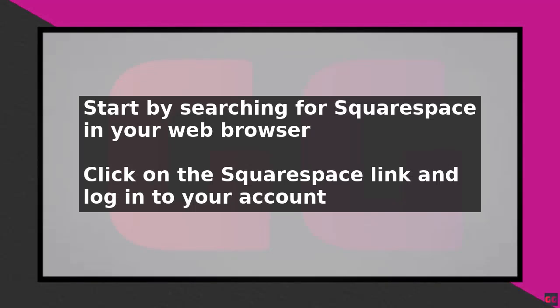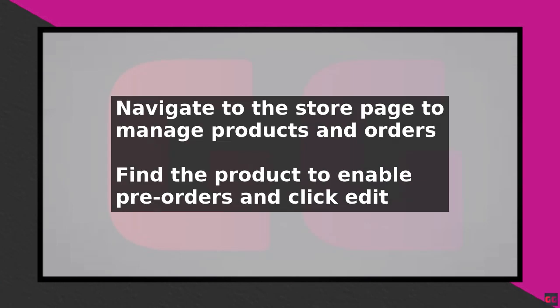To set up pre-orders in Squarespace, start by typing Squarespace into your web browser's search bar and clicking on the resulting squarespace.com link. This will take you to the website, where you'll see a login prompt. Click on it and enter your email and password information.